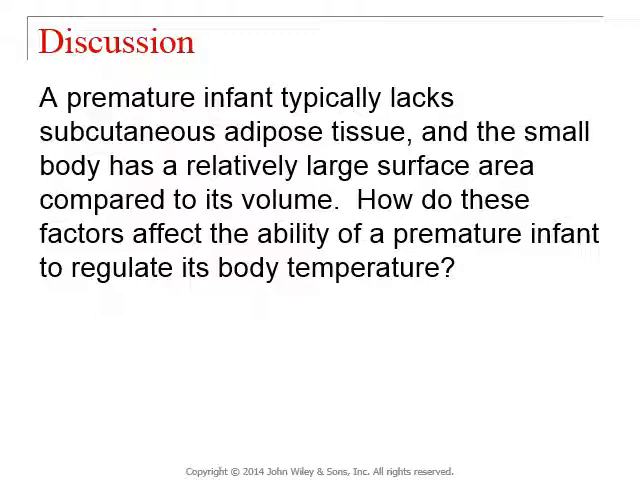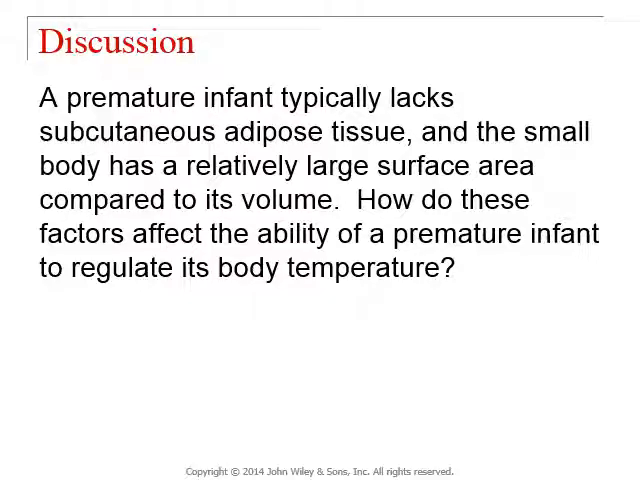So first, let's talk about the subcutaneous adipose tissue. We know that it's used as an insulator. It's also used for protection for the baby. Because it's premature, it was born too early, so the small body has a relatively large surface area compared to its volume. In other words, there's not enough surface area to contain the heat from the volume of its body.